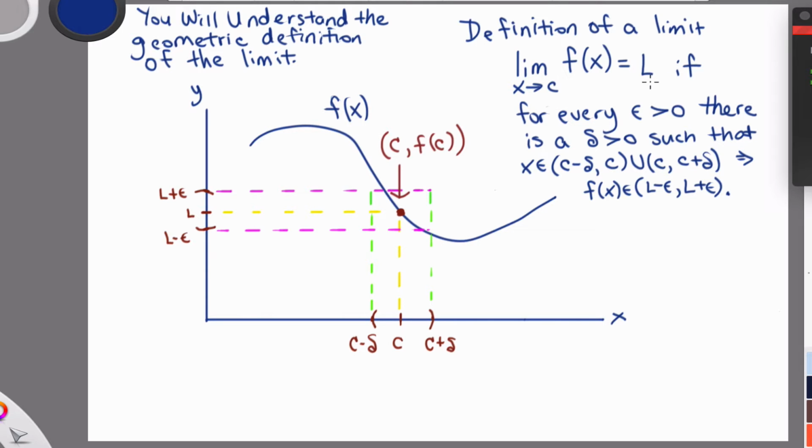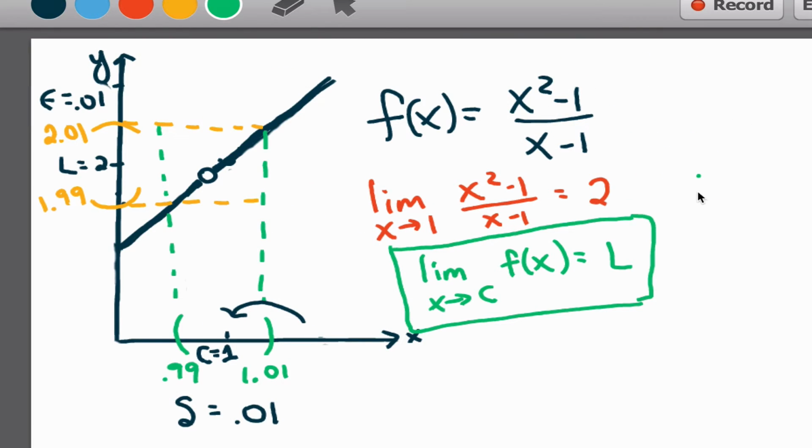In this video, which is part 3, we will completely derive the definition for the limit using the geometric representation. In part 2, we were analyzing this problem, f of x equals x squared minus 1 all over x minus 1. We were evaluating the limit as x approaches 1, and we found that the limit was 2.